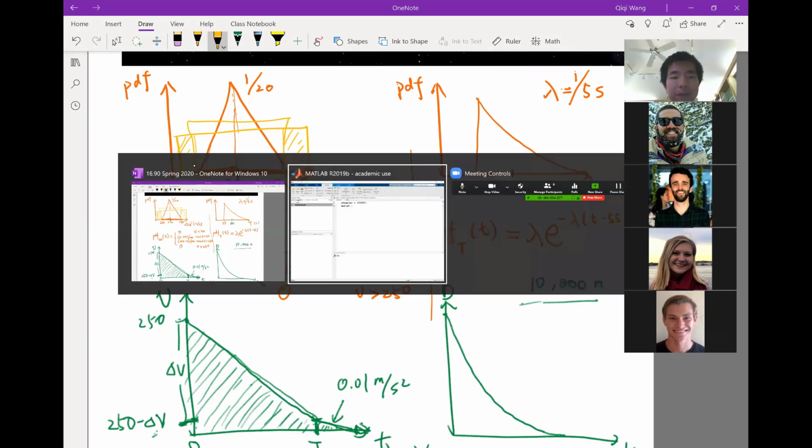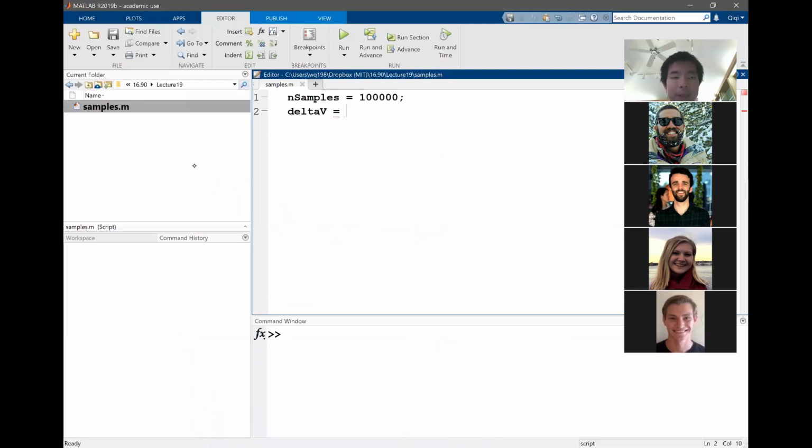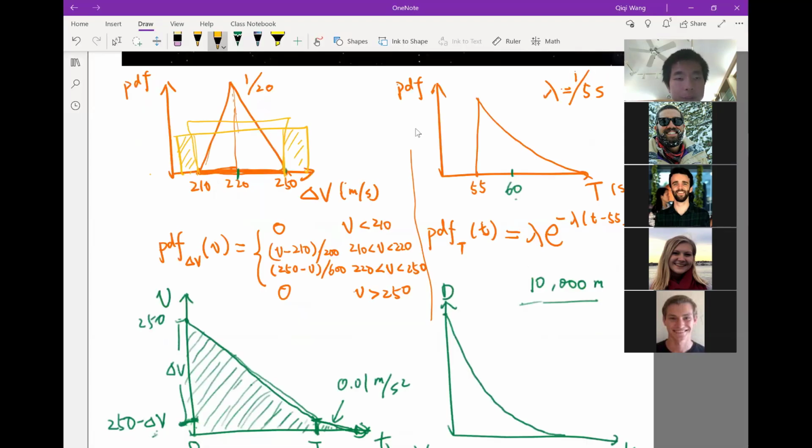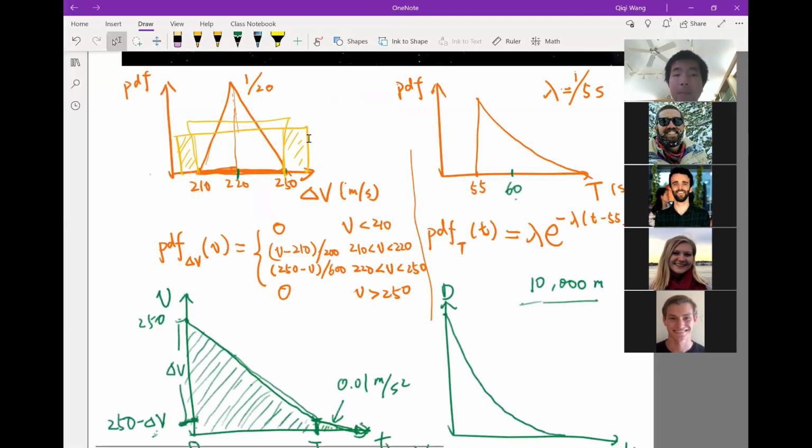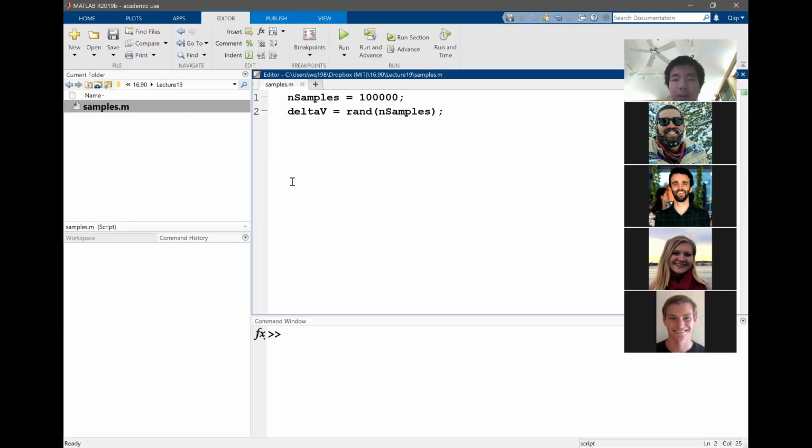Okay, so if we use that, then we're going to be sampling uniform distributions between 210 and 250. The way to sample that is I have a bunch of uniform randn samples. That's a uniform distribution between 0 and 1, right? How do I modify it to make it uniform between 210 and 250? How do you do that?